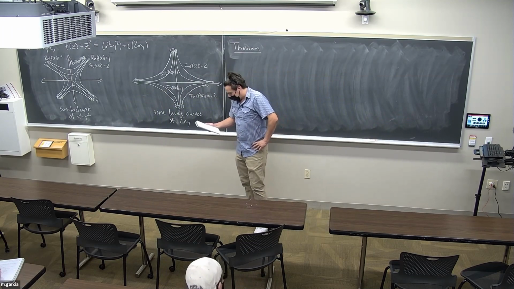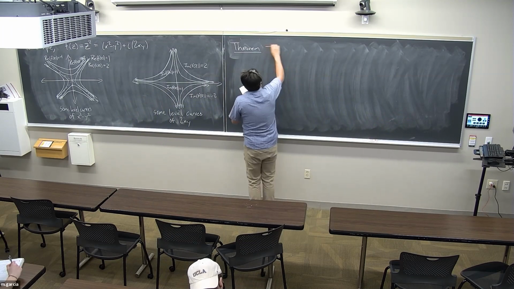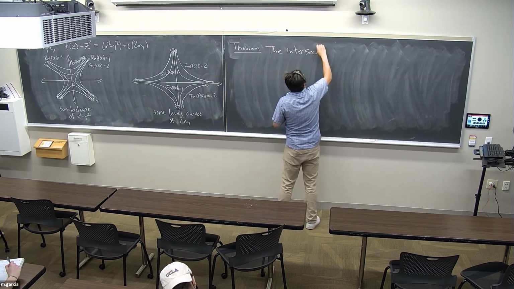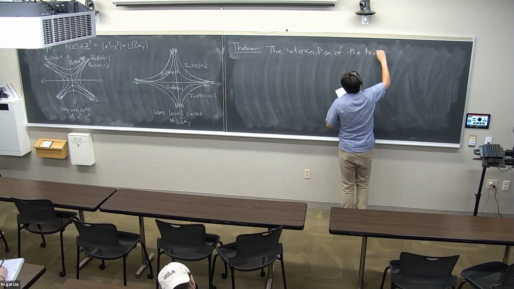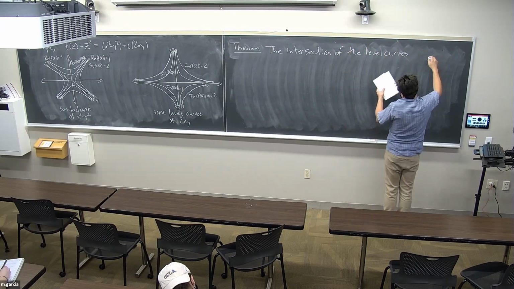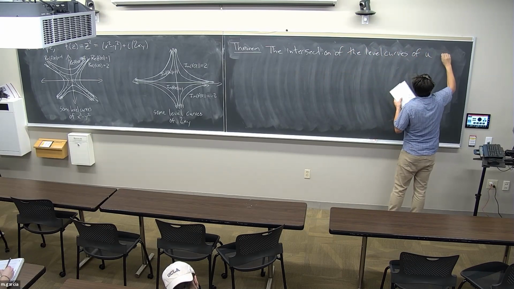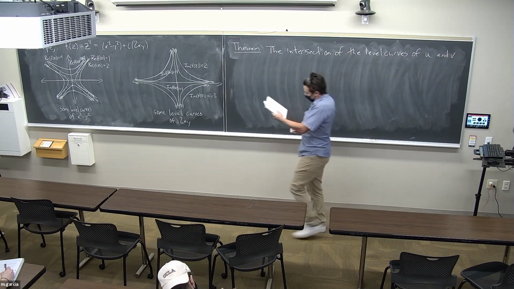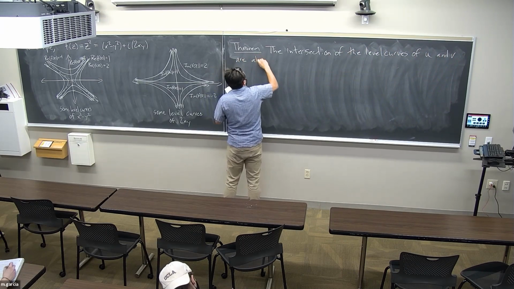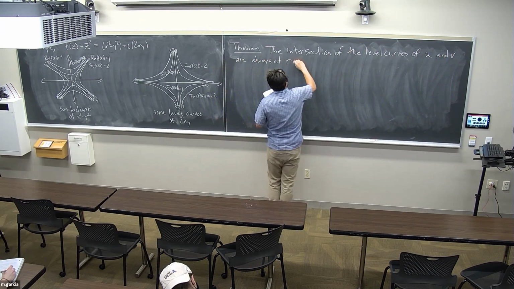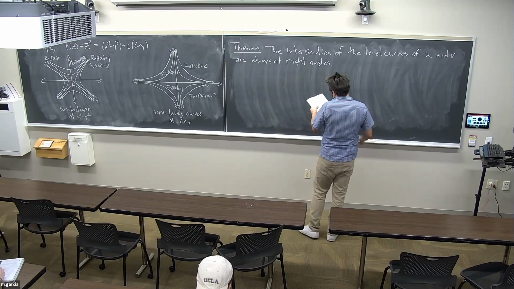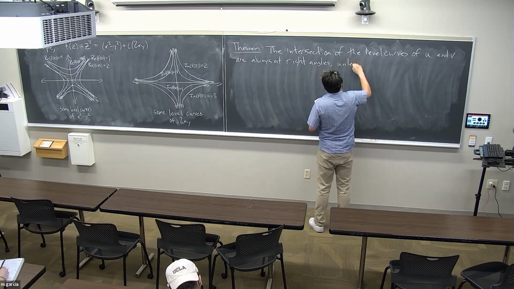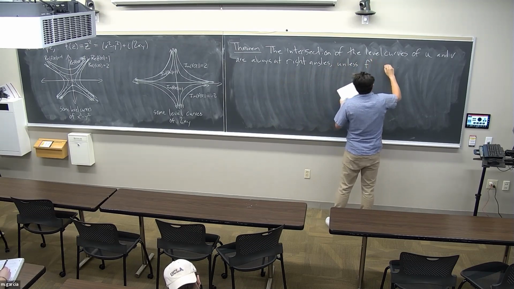Good. Right, so, let's prove this. The intersection of the level curves of U and V are always at right angles, unless f prime of z is equal to 0.